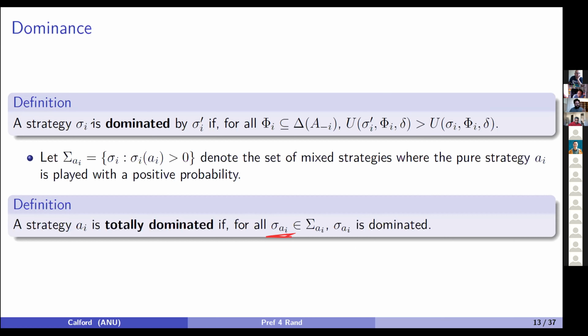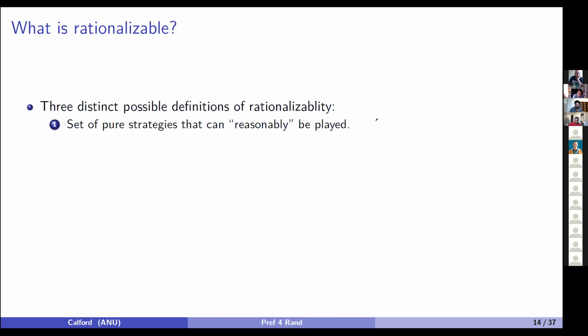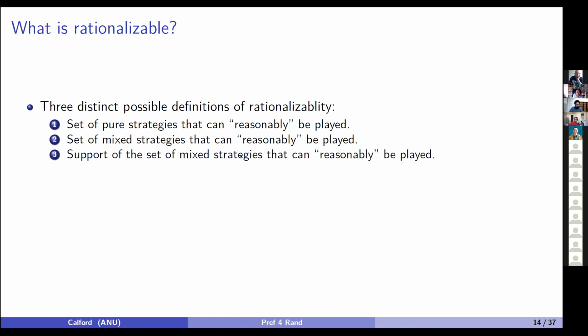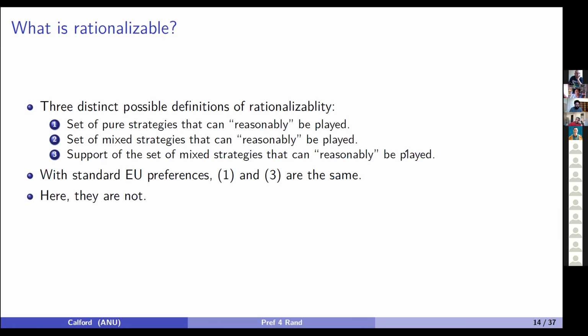So one implication of this is that we need to think carefully about what our definition of rationalizability is going to be. There's at least 3 possible distinctions. I'm going to define what I mean by reasonably in a minute, but there are 3 conceptual ways you could think about the set of rationalizable strategies. It could be the set of pure strategies that could reasonably be played in a game. We could think of it as a set of mixed strategies that can reasonably be played, or the support of the set of mixed strategies that can reasonably be played. Conceptually, these are all ways we could define a notion of rationalizability.